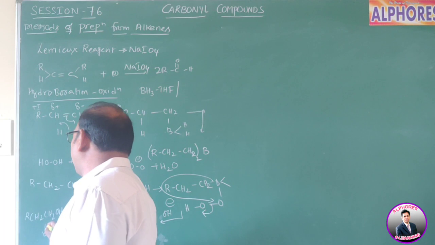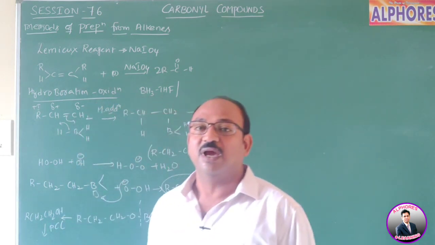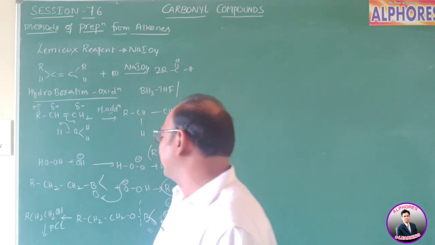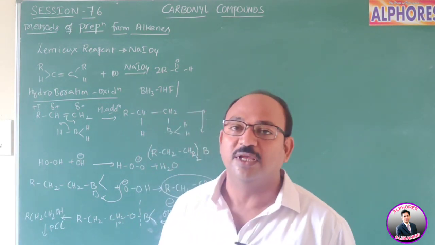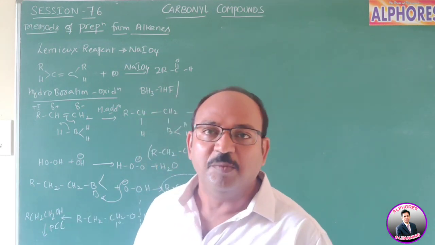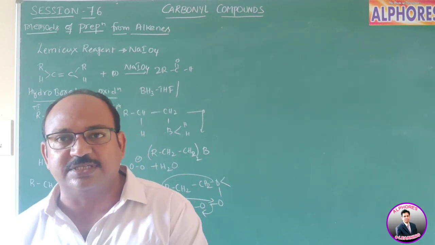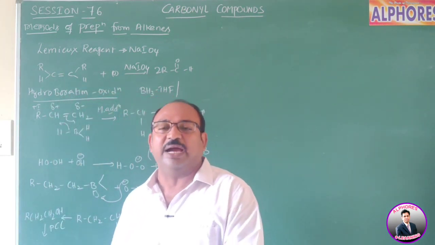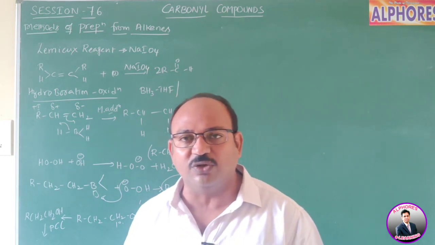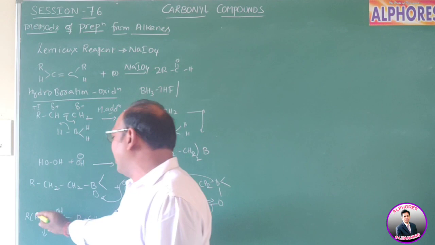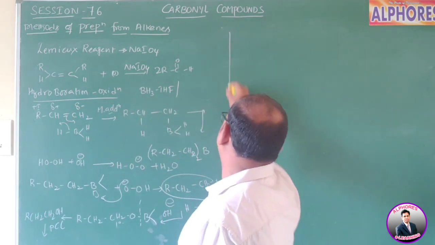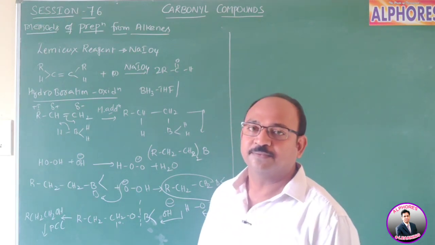RCH2OH. These alcohols upon oxidation using PCC give aldehydes. Since the alcohols are primary alcohols, oxidation with PCC gives aldehydes. We discussed PCC in a previous session. PCC is a mild oxidizing agent, and being mild, it oxidizes primary alcohols into aldehydes only. Then we get an aldehyde with the same number of carbon atoms. This is the hydroboration oxidation method.